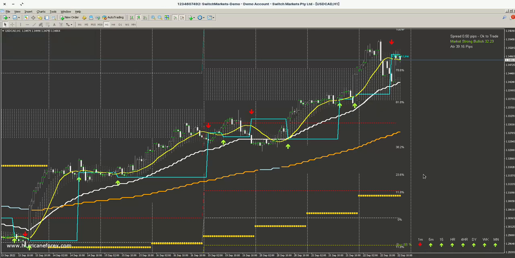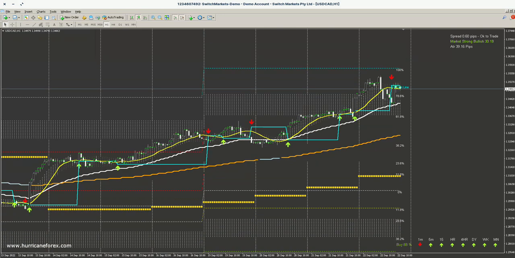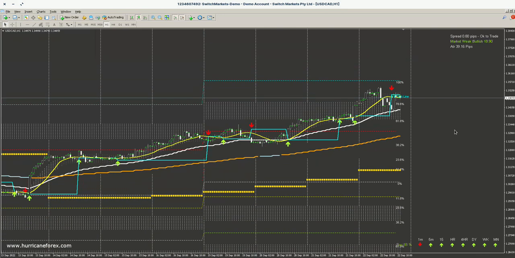Got a new release today, and I'm going to go through some of the things it's got that it didn't have before, so I'm going to do a full demo. We're going to start off by looking at trend and how Hurricane Forex enables you to find out where you are on a trend.